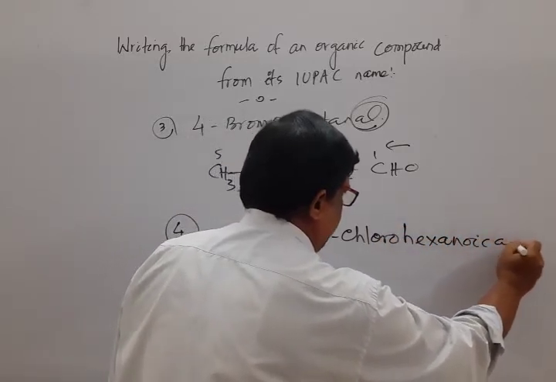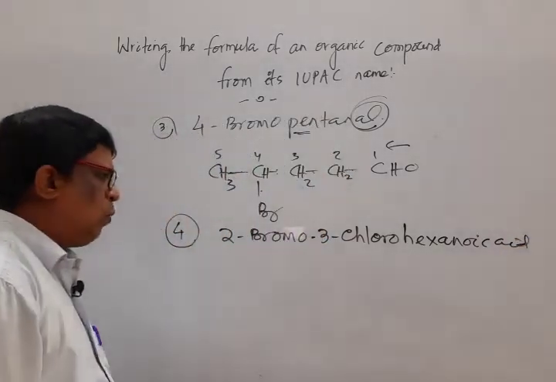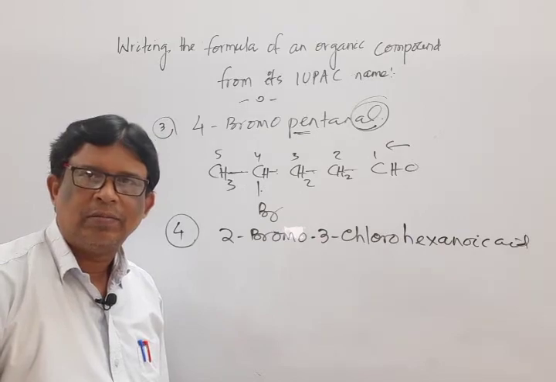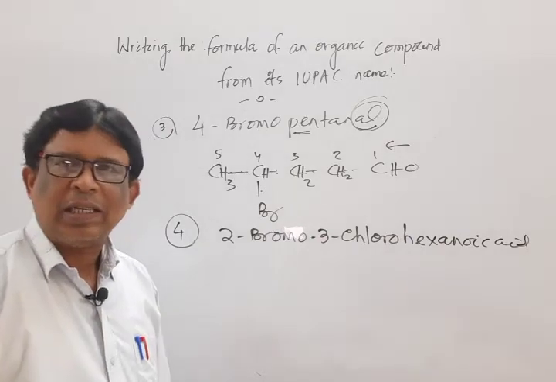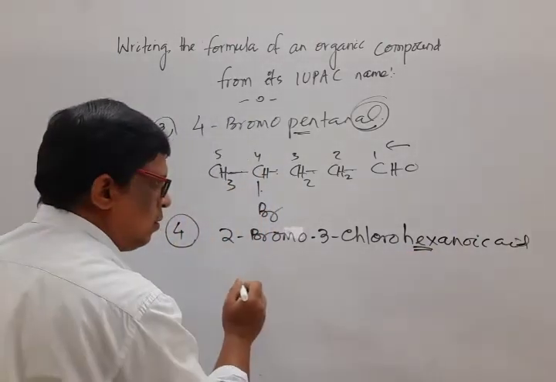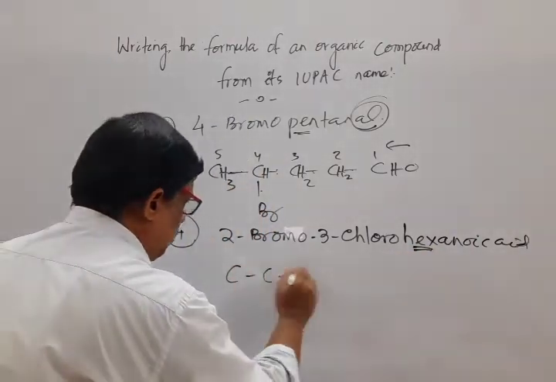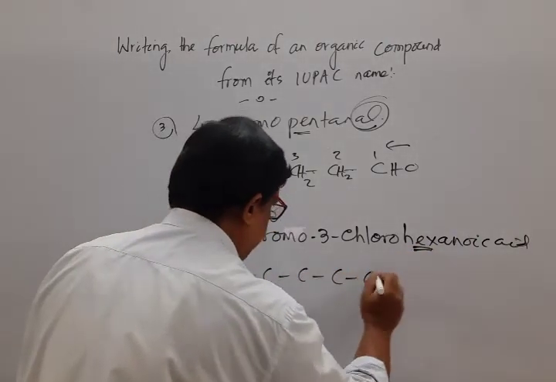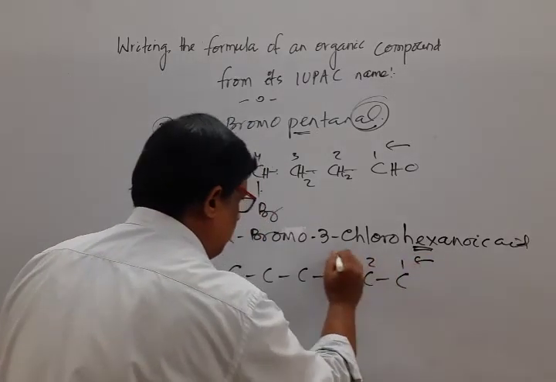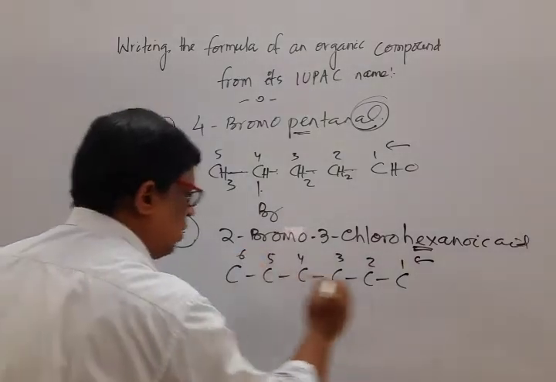2-bromo-3-chlorohexanoic acid. Okay. So first thing is root word. What is the root word? Hex. 1, 2, 3, 4, 5, 6. Number 1, 2, 3, 4, 5, 6.